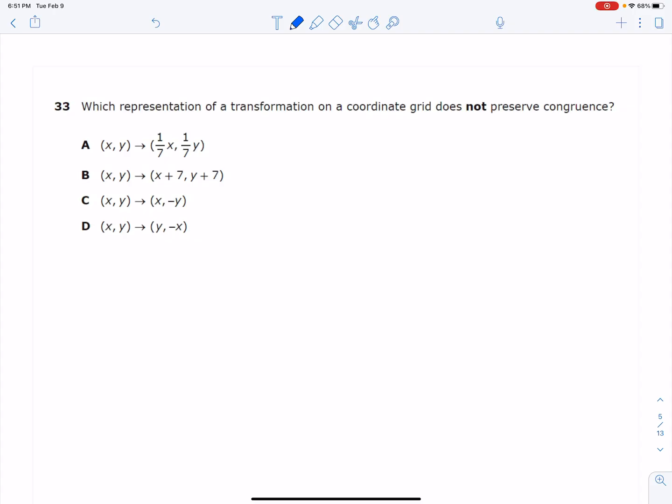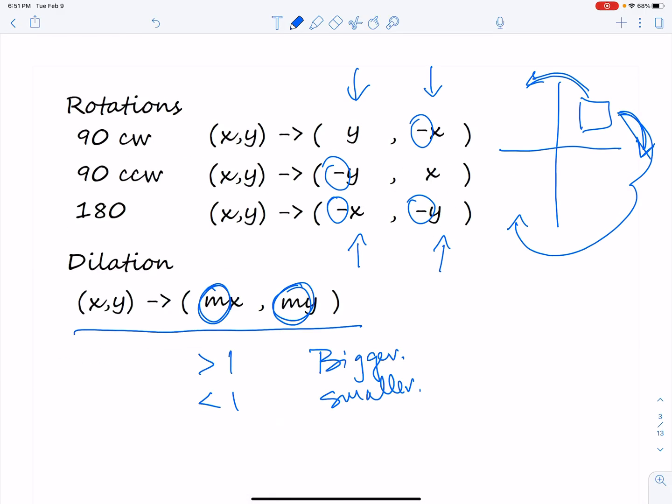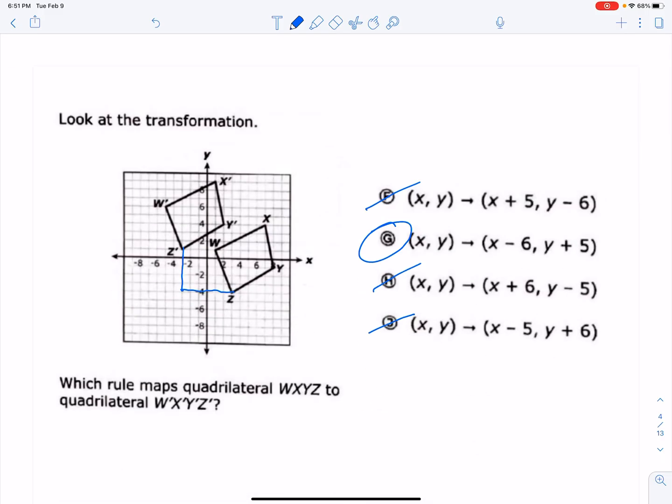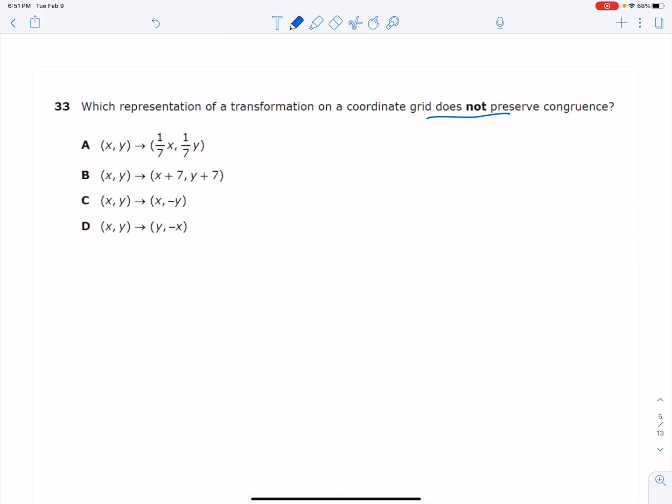Which representation of a transformation on a coordinate grid does not preserve congruency? Remember, there's only one transformation that doesn't preserve congruency, and that is a dilation. So if we come back and look at what a dilation looks like, a dilation means that I'm going to be multiplying by some number, so that's what I'm looking for. Which one is dealing with multiplying? A, it's the only one. And since I'm multiplying by a value less than 1, my object is going to get smaller.